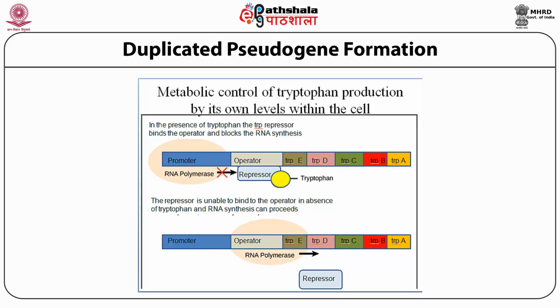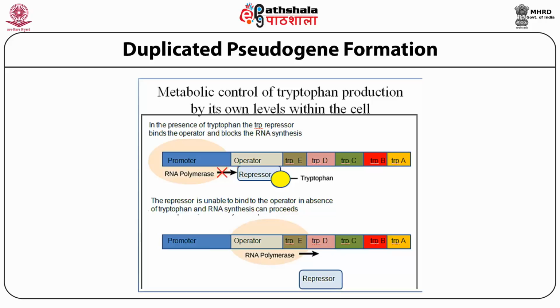If tryptophan is accumulating in the cell, more and more TRP repressor molecules are activated which can bind to the TRP operator and shut down the production of tryptophan biosynthetic enzymes. But if the levels are low, the transcription of the tryptophan genes is resumed. The tryptophan operon presents an example of how changes in the cell's internal and external environment are able to regulate gene expression.